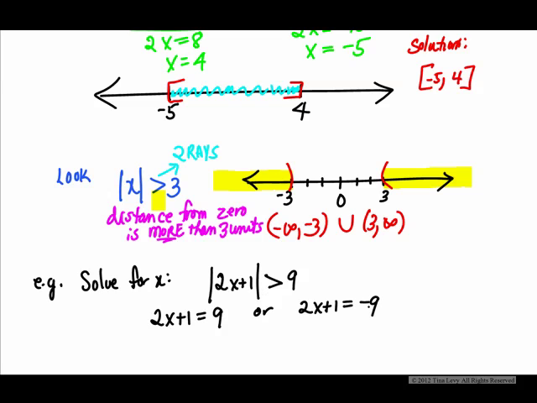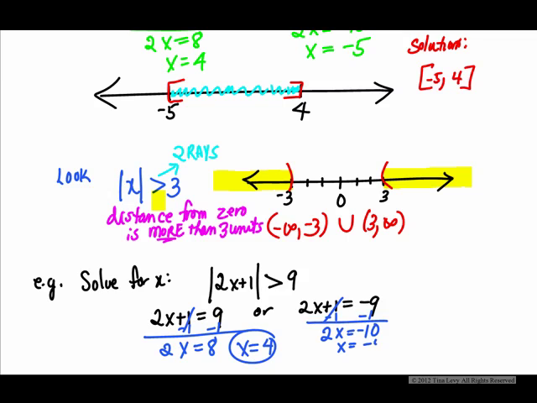We had already spent time solving these. If you recall, we subtracted 1. We got 2x is 8, so we have x is 4. Then here we subtracted 1. We get 2x is negative 10, so x is negative 5. Now I've circled these. They're not our solutions, but they are the 2 points on the number line that we're going to identify.